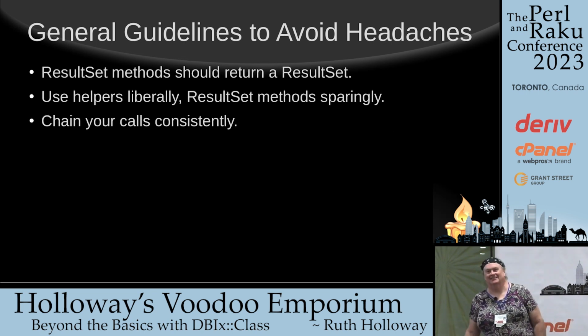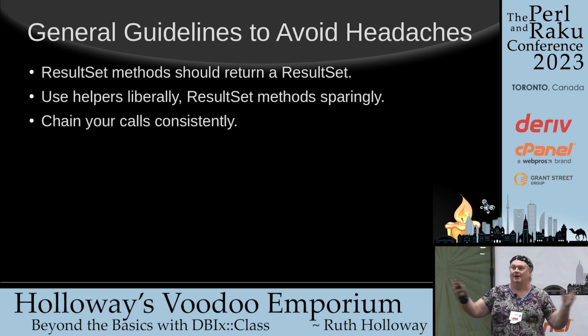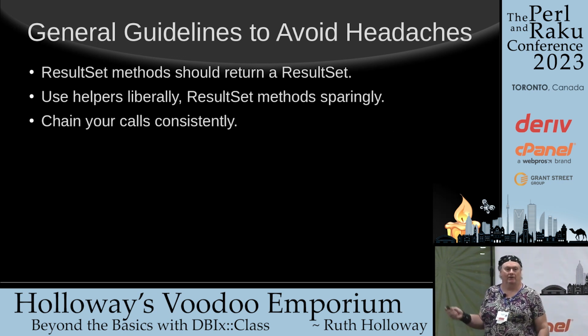Chain your calls consistently. You can dangle several helpers in a row, and that's fine. But as I noted earlier, if you've got a result set method that's not returning a result set, it must be the last thing in the chain. Otherwise, anything further chaining will cause weird errors at runtime. They will compile fine, and if you're using Perl Navigator, it'll look fine. It's like, okay, that's a method I can call. But then when you try to run it, boom, and you've got spew in your log.